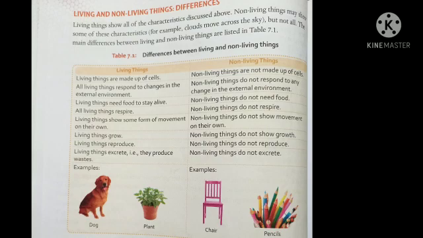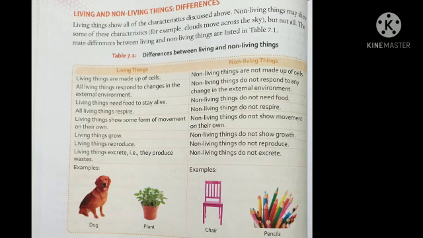Students, all the living things follow a cycle of growth and development in which an organism takes birth, grows into an adult, grows old, and dies. This is known as the life cycle of an organism. Now students, living things show all the characteristics that we have discussed above, while non-living things may show some of these characteristics. Now the main differences between living things and non-living things are listed in the table.